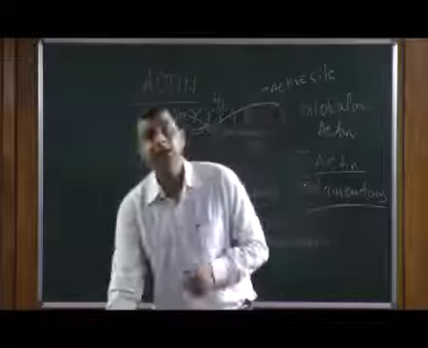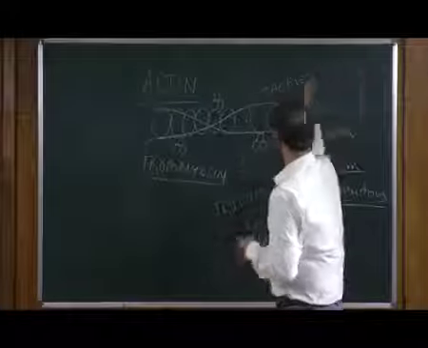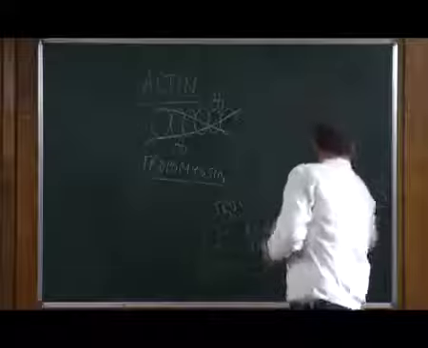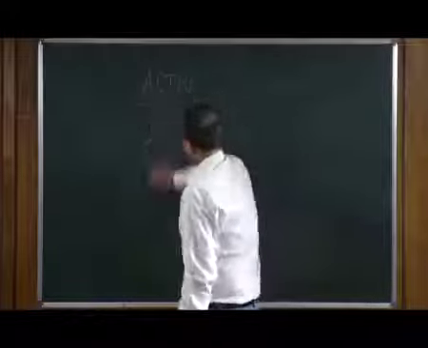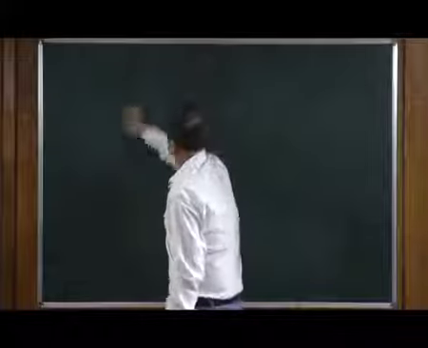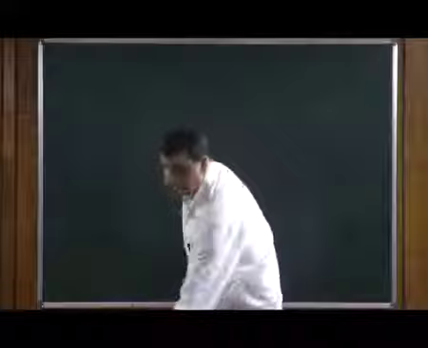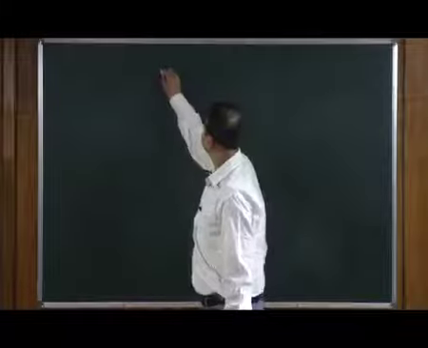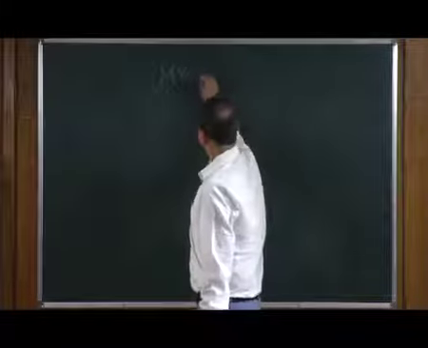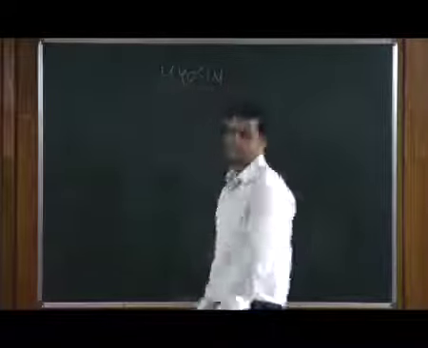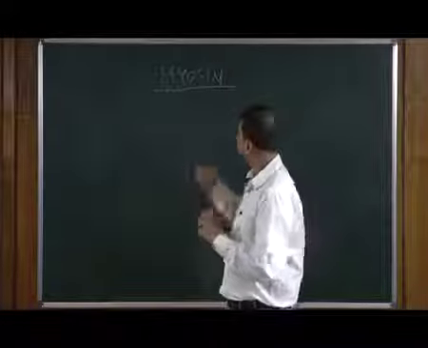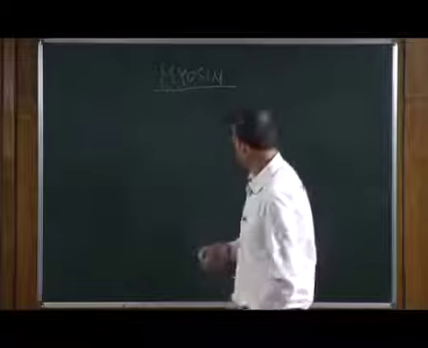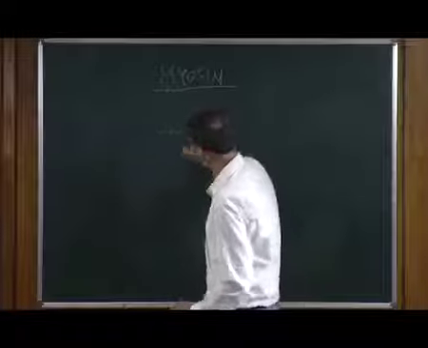Next we will see myosin. Let us see what is there in myosin. Now, actin is the thin filament and myosin is the thick filament. This myosin is a very different kind of protein as compared to actin.